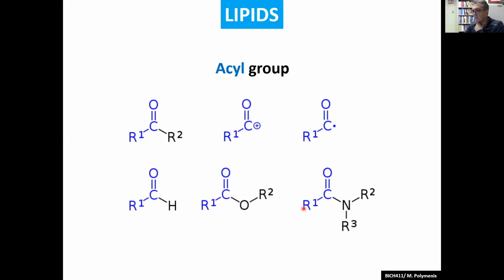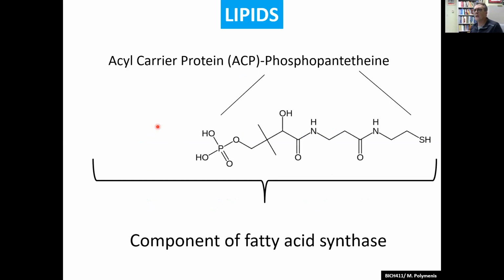Just so we are all on the same page again, remind everyone what's an acyl group. It's really some prosthetic group here, a long carbon chain with a carbonyl at the very end. All right, so acyl carrier protein.